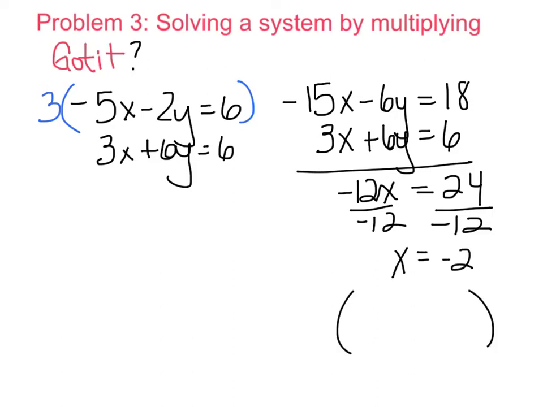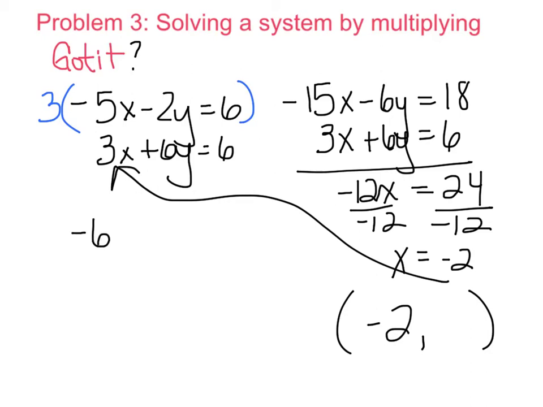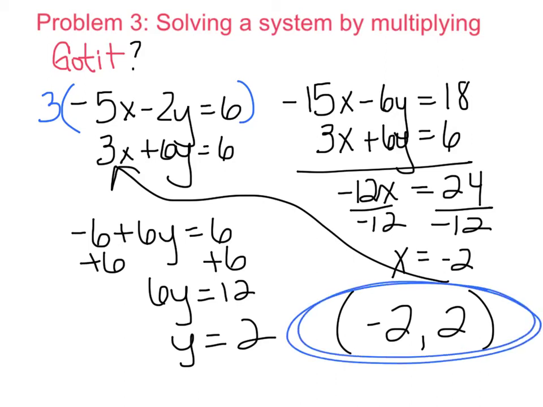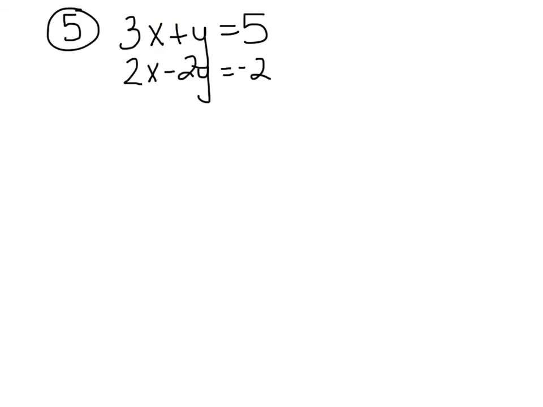Let's plug it in. This one to me looks easier. I'm going to plug it in for x. 3 times negative 2 is negative 6, plus 6y equals 6. Add 6. That gives me 6y equals 12, which gives me a value of y equals 2. So my answer would be negative 2, 2. Example number 5. Look at it yourself and see what would be easiest to get rid of.